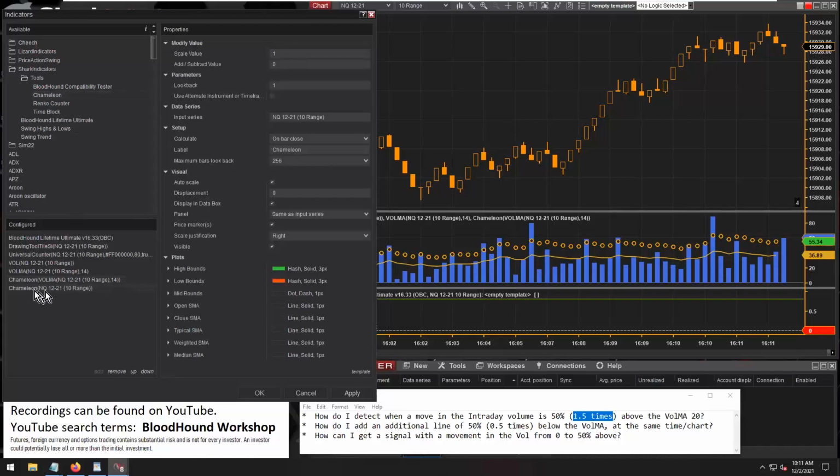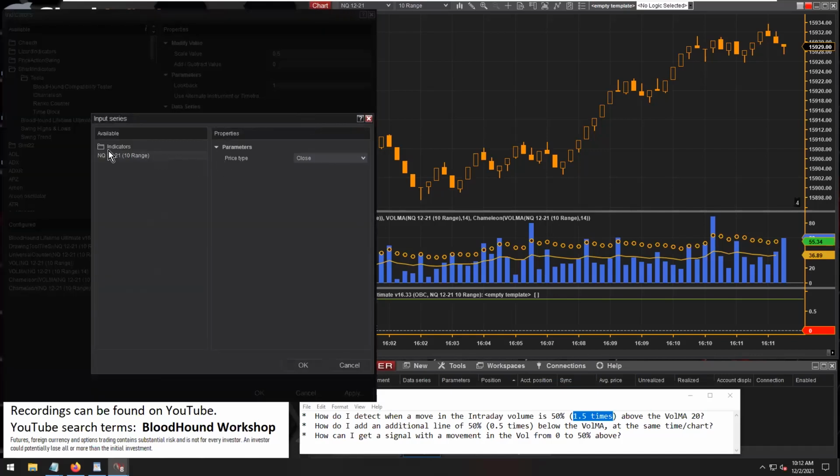So we're going to add Chameleon here, and our scale is 0.5 because we want half of the volume MA. And so now we're going to change the input series, right? We're going to replace the NQ, or basically the chart instrument, with the indicator.